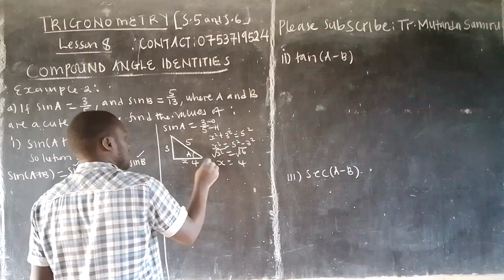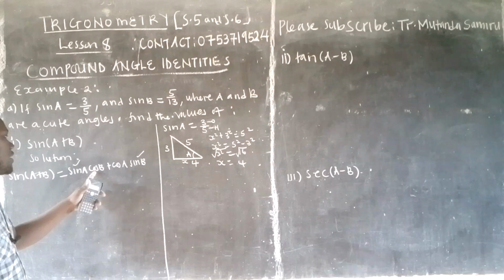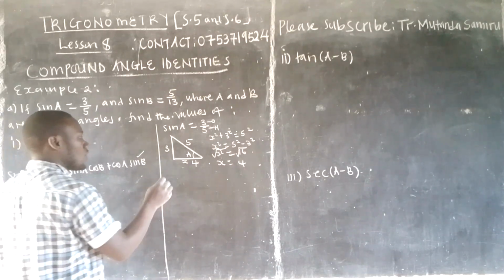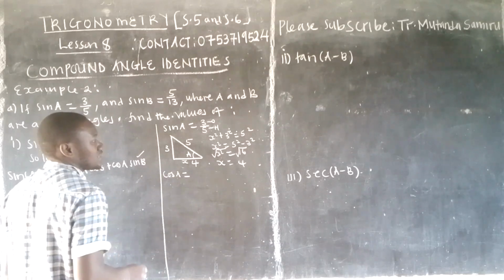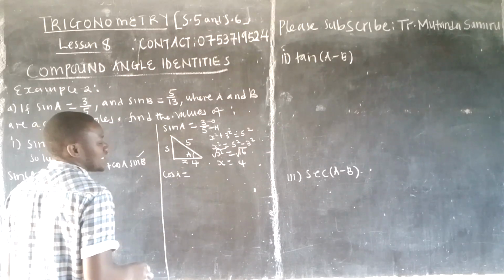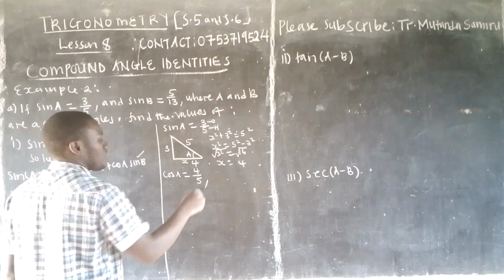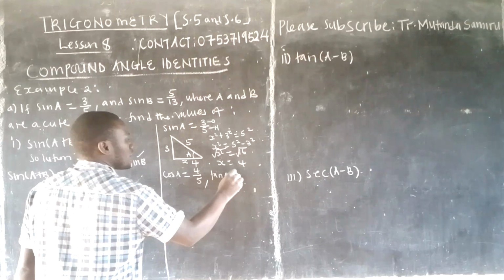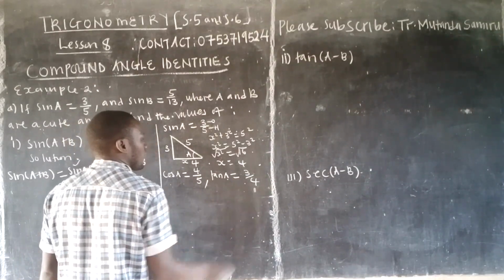So therefore this side is 4. Now what do we need? We need the cos of A, which I will read off from there. Cos is adjacent over hypotenuse. So adjacent is 4 over hypotenuse, which is 5. Let me also read off the tan. Tan of A will be opposite, which is 3, over adjacent, which is 4.